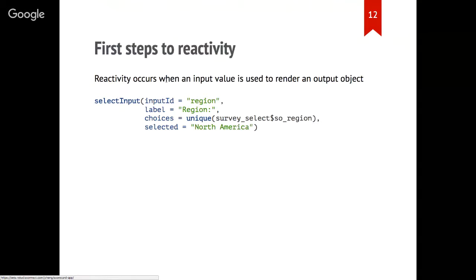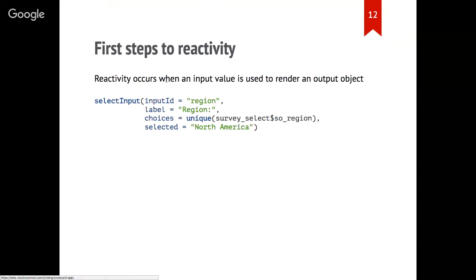So let's take some first steps to reactivity. Reactivity occurs when you take an input value and use it to render an output object. You make some kind of object here. So let's start to make a Shiny app together. We're going to use some of the survey data from the Stack Overflow survey from last year. We're going to make a drop-down select box here.